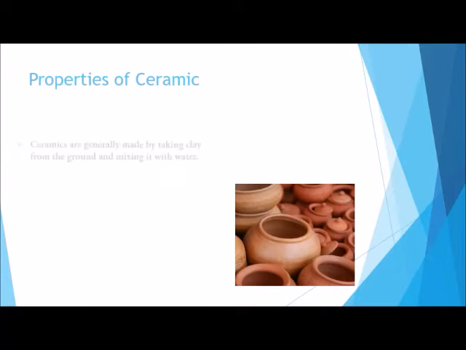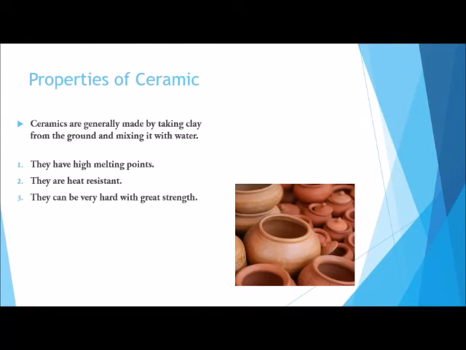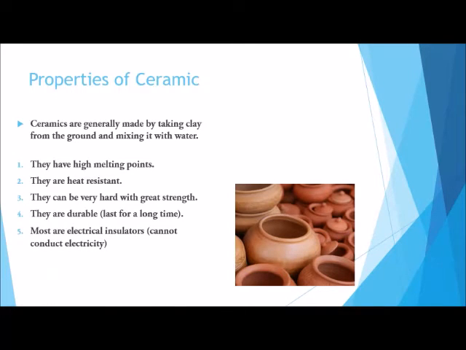Properties of ceramic. Ceramic are generally made by taking clay from the ground and mixing it with water. Now the properties. 1. They have high melting points. 2. They are heat resistant. 3. They can be very hard with great strength. 4. They are durable. That means they last for a long time. 5. Most are electrical insulators and cannot conduct electricity. 6. Most are non-magnetic.